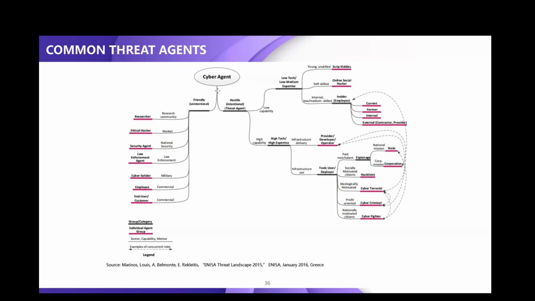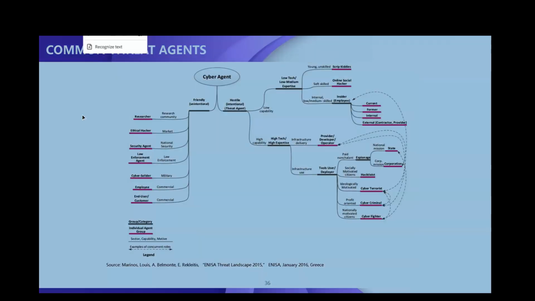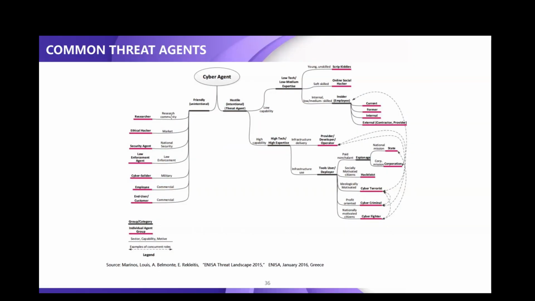If you look at this attack, this is the cyber agent. The cyber agent can be friendly and can be hostile. Who are the friendly cyber agents? We are the friendly cyber agents: the security agency, the law enforcement agency, the cyber soldiers, the employee, the cybersecurity professionals, the researchers. These are the cyber agents.